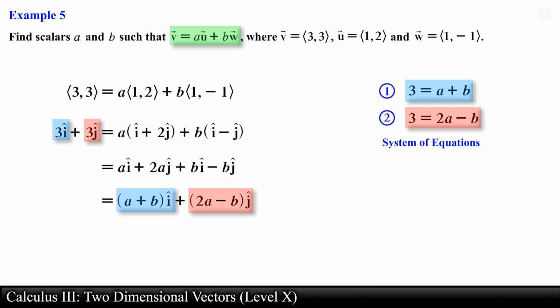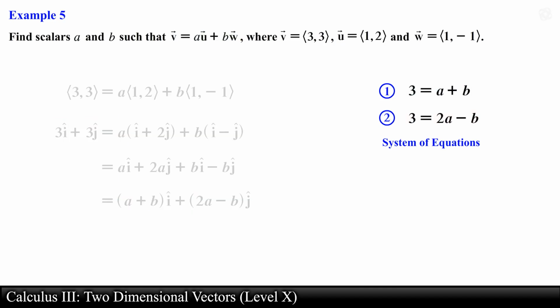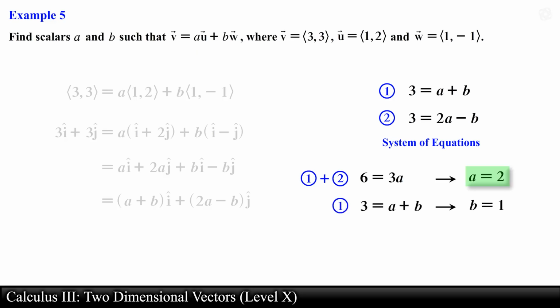So we go ahead and solve this system of equations by adding the equations together and solving for a, and then use this value to solve for b. In the end, we need a to be equal to 2 and b to be equal to 1.